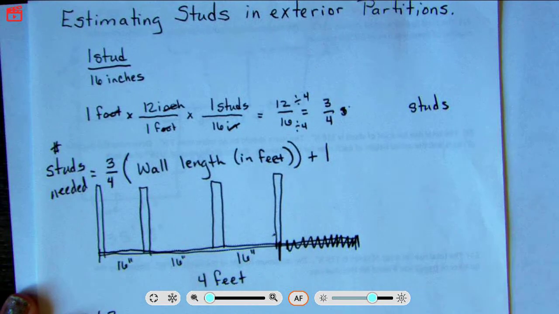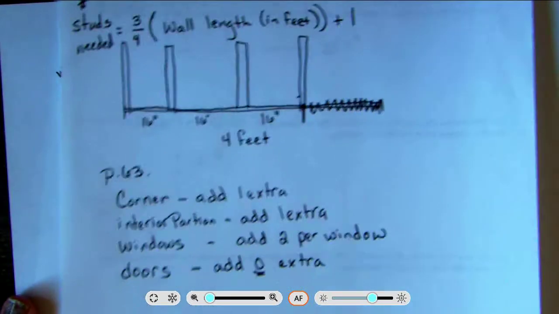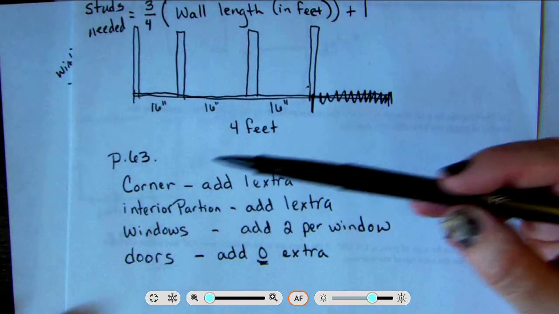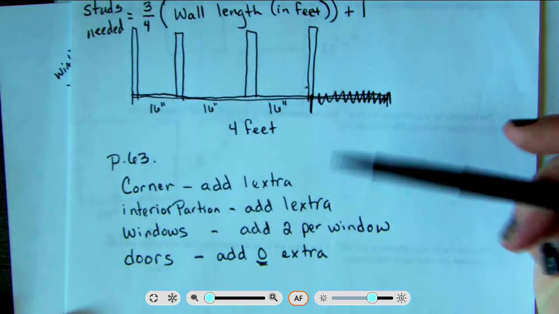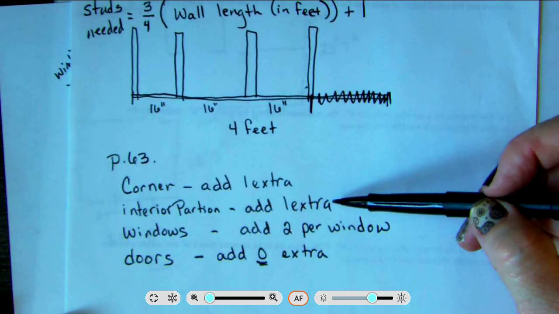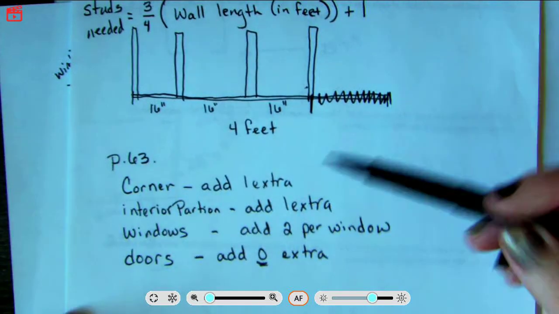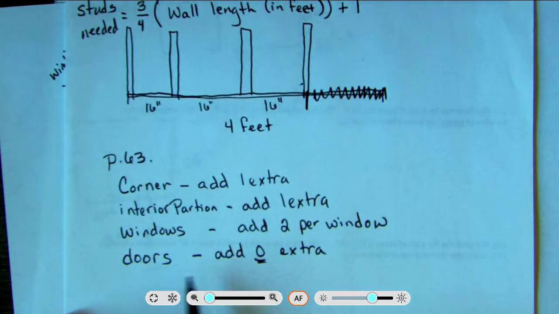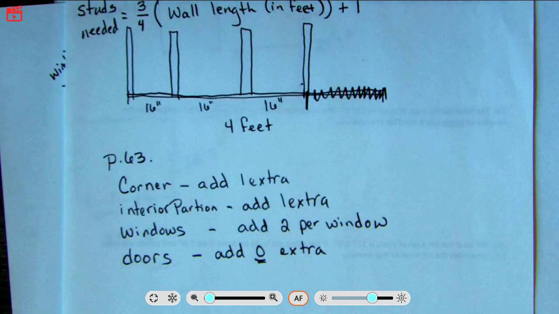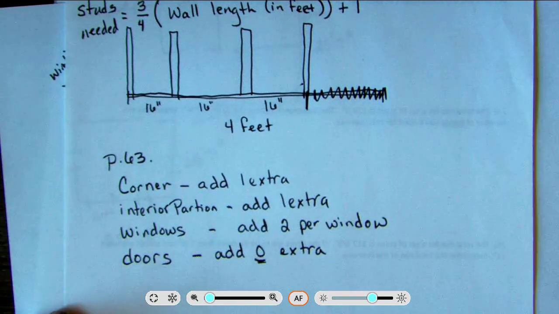Some other things we mentioned in the last video was we need to make some adjustments. For every corner, we're going to be adding an extra stud. For every interior partition, we're going to be adding an extra stud. For windows, we add 2 extra studs. And doors, we don't need to add any because we kicked those 2 studs that would be there out, and that becomes our support.